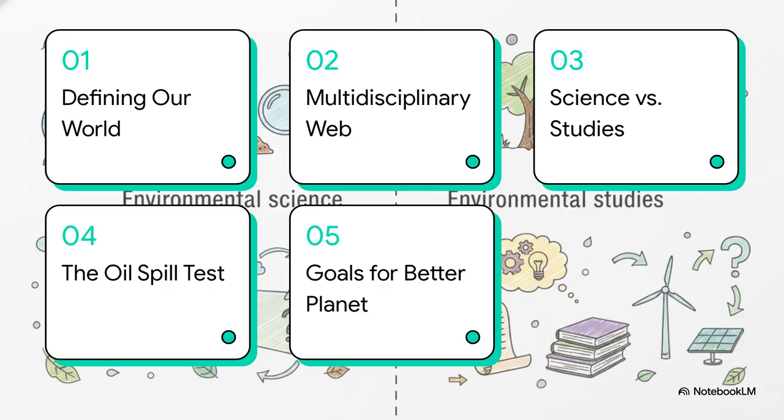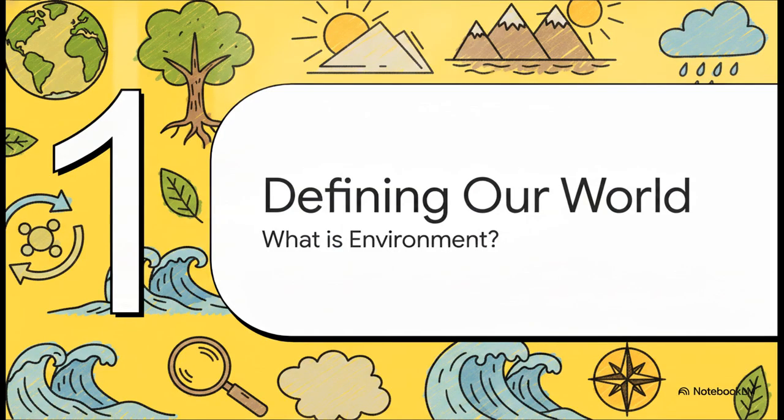We've got 1. Defining our world. 2. The multidisciplinary web. 3. Science versus studies. 4. The oil spill test. And finally, 5. Goals for a better planet. All right, let's kick things off with Section 1, Defining Our World.